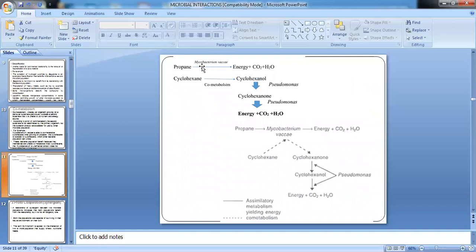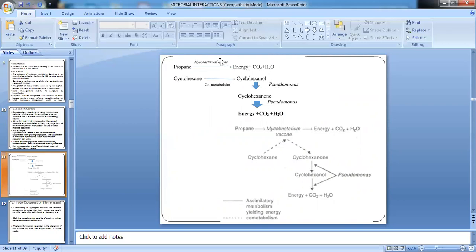You can see over here, propane is metabolized by Mycobacterium vaccae. When propane is being utilized by Mycobacterium, it also oxidizes cyclohexane to cyclohexanol. Now cyclohexane is converted to cyclohexanol. Cyclohexanol can now be utilized by Pseudomonas. Pseudomonas was unable to use cyclohexane, but it can use cyclohexanol.